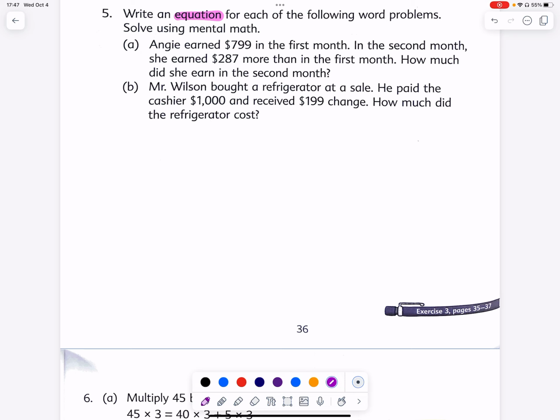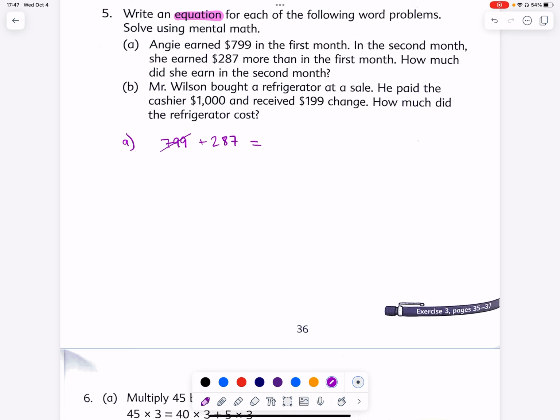Let's read. Angie earned $799 in the first month. In the second month, she earned $287 more than the first month. How much did she earn the second month? So for A, the solution would be 799 plus 287 equals. How do we add this mentally?